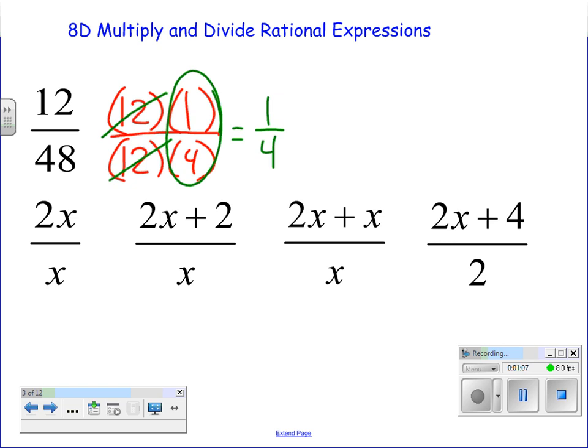So what we're going to do here is show the same thing. We're going to see that 2 is a factor, x is a factor, and x is a factor. I'm going to use parentheses to separate factors, and we can see that those two factors cancel each other out.